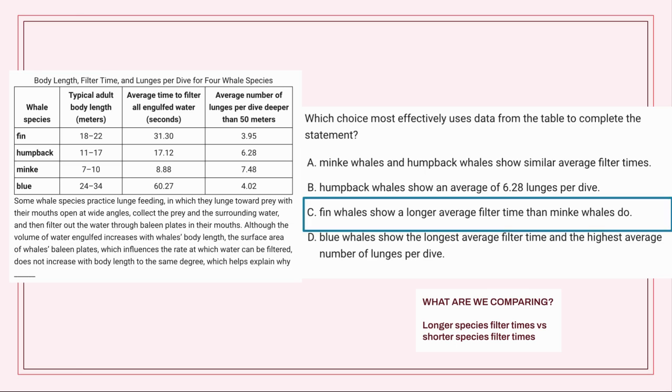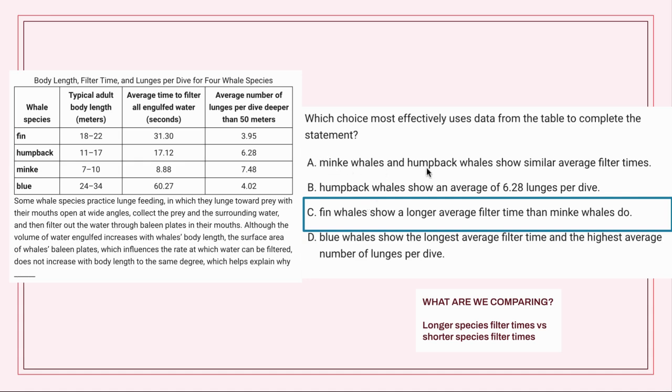Okay, so I think C does this the best. Fin whales show a longer average filter time than minke whales do. If I go back to my chart, I can see the fin whale is longer than the minke whale, and it takes more time, which is pretty much what our claim was saying. The longer you are, the more time it takes you to filter out all your water, right? So I think this is true. This shows the claim. Let's look at the other answer choices to see why they're wrong.